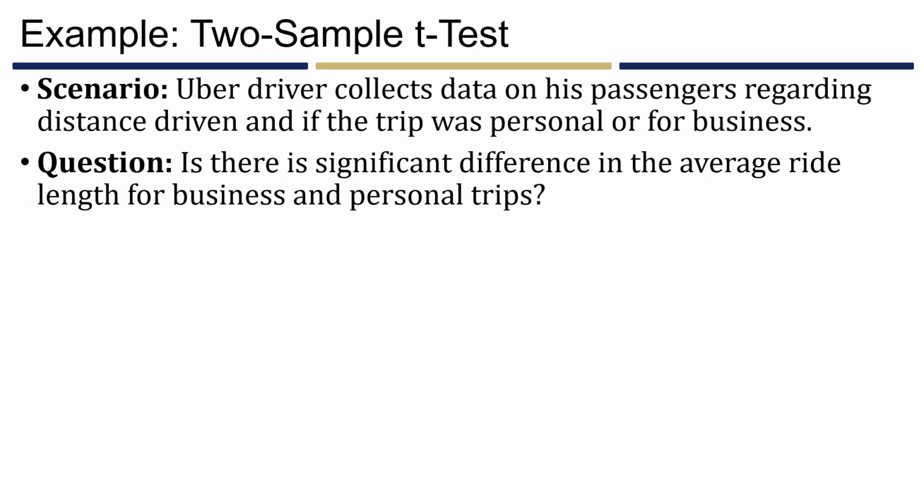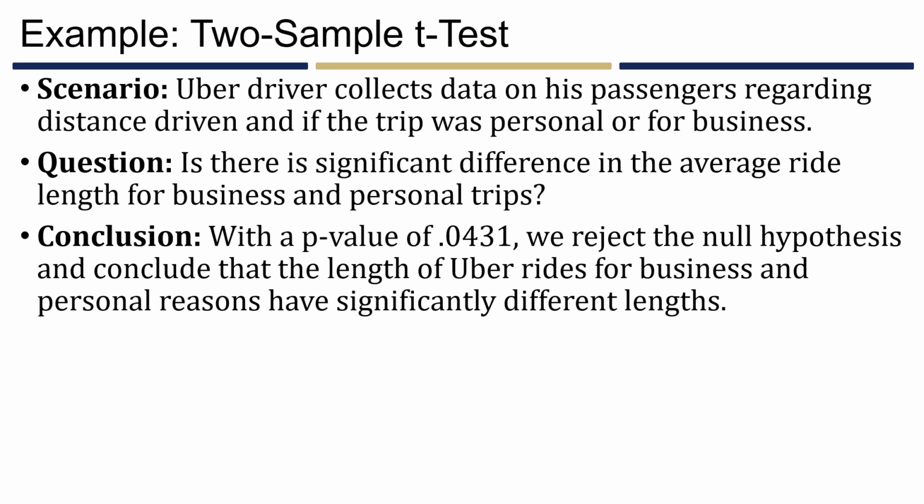Now in terms of our conclusion, we again don't have a set level of significance, so we assume 0.05 is going to be our level of significance. Comparing the p-value to alpha tells us that we are able to reject the null hypothesis because our p-value is less than 0.05, and we're able to conclude that the average length of Uber rides for business and personal reasons do have significantly different lengths.